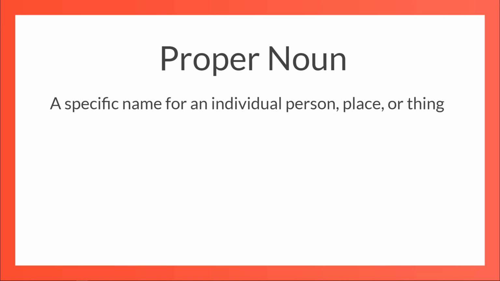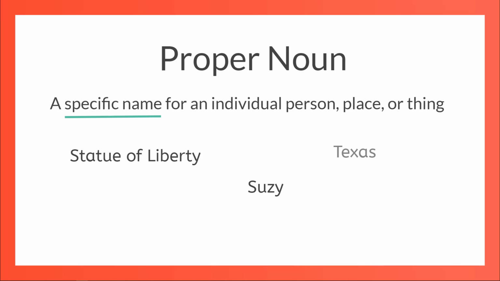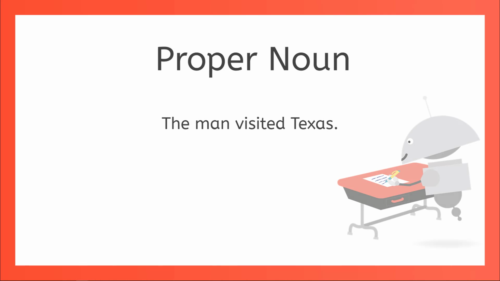A proper noun is a noun that is a specific name for an individual person, place, or thing, such as Statue of Liberty, Susie, or Texas. The first letter of every proper noun is always a capital letter. The man visited Texas. In this example, Texas is a proper noun because states have specific names. The T in Texas is capitalized.